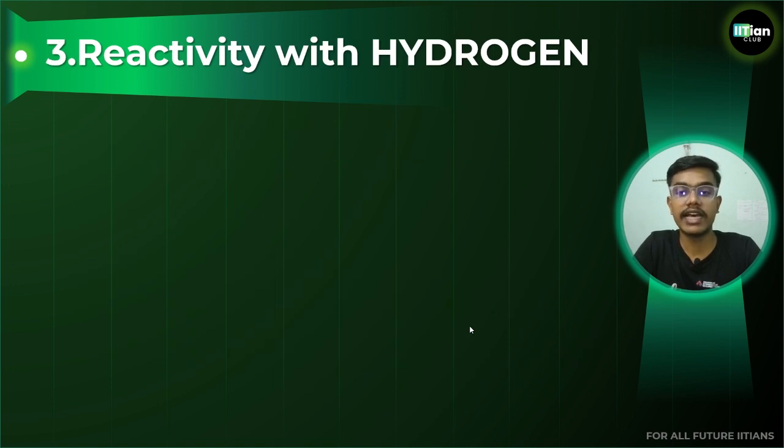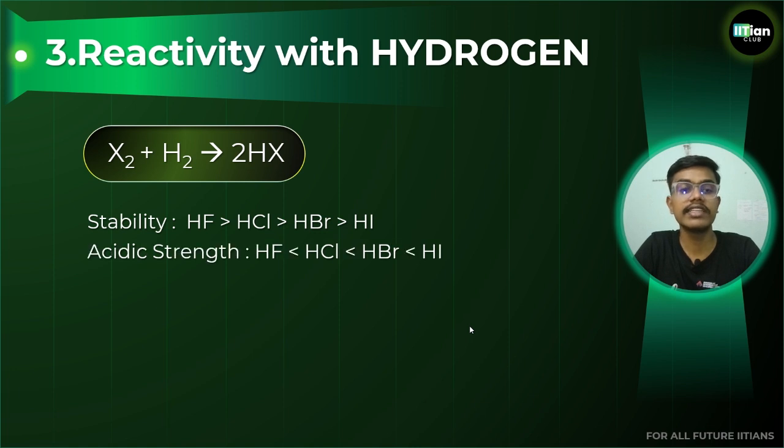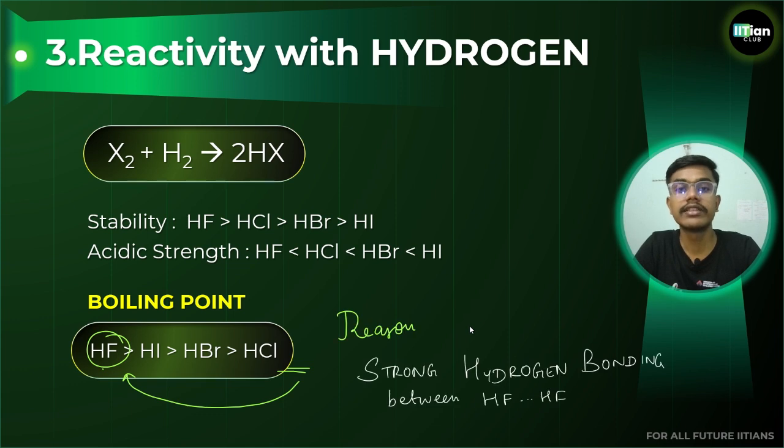And reactivity with hydrogen, it forms hydrides. The stability decreases down the group and the acidic strength also increases. Here you can see that as the stability decreases, it can easily eliminate H ions, and because of that the acidic strength increases down the group. Acidic strength corresponds to the ease with which hydrogen can be released. There is an exception in boiling point order. Usually it increases down the group, but here you can see that HF has the highest boiling point because of the strong hydrogen bonding between HF molecules.